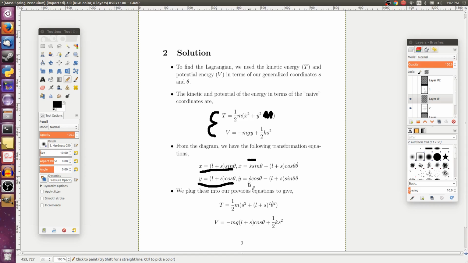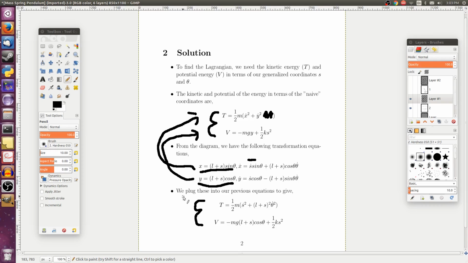And for a similar argument, you get that y dot is equal to s dot cosine of theta minus L plus s sine of theta, theta dot. Now these, we can plug back into here. And doing it this way is kind of the brute force way. After you do quite a few problems, these become a lot more natural, and you can kind of write this out directly.